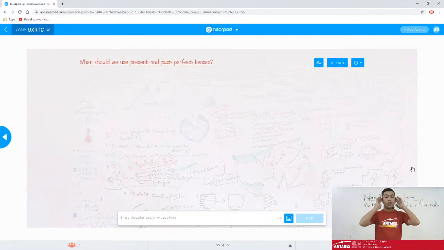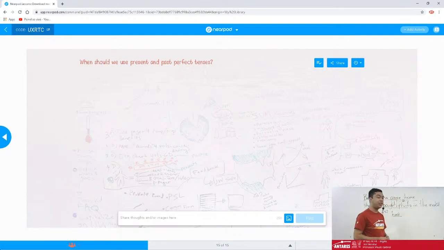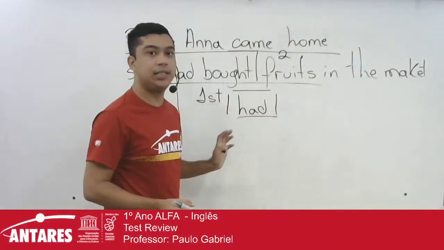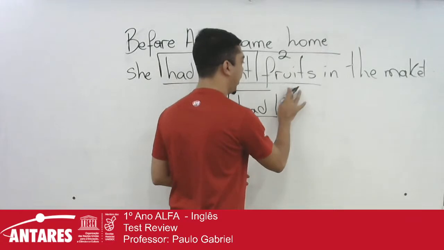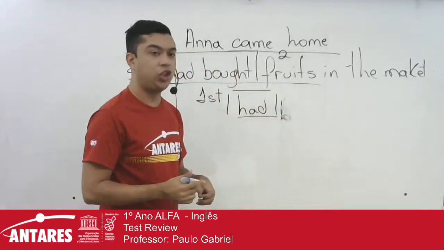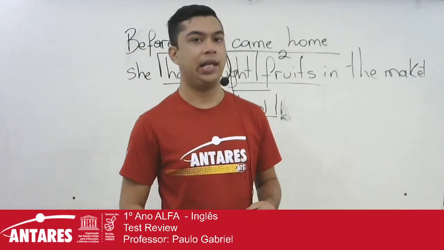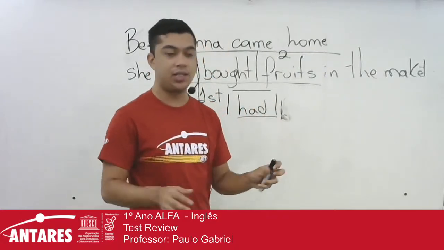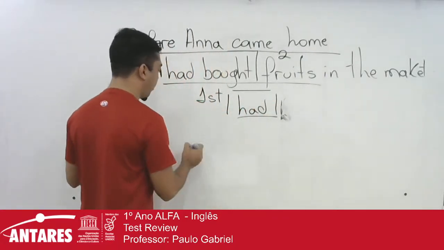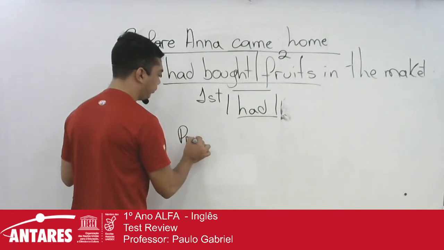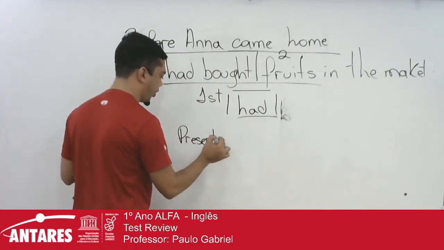Guys, what I need to make sure is that everything is okay with the explanation of present and past perfect. I told you that the auxiliary had doesn't change for the people. It could be I had, you had, we had, he had, she had. It doesn't change. But for the present perfect, it does change, okay?